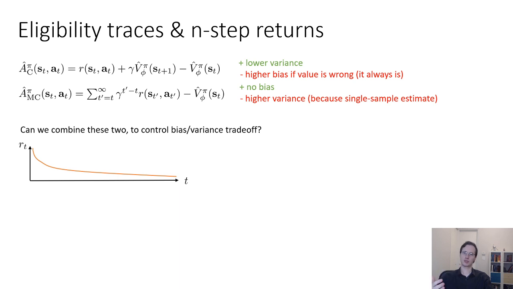First, when you're using a discount, typically your reward will decrease over time because you're discounting it. So that means that the bias that you get from the value function is much less of a problem if you put the value function not at the next time step, but further into the future where the rewards are smaller. On the other hand, the variance that you get from the single sample estimator is also much more of a problem further into the future.